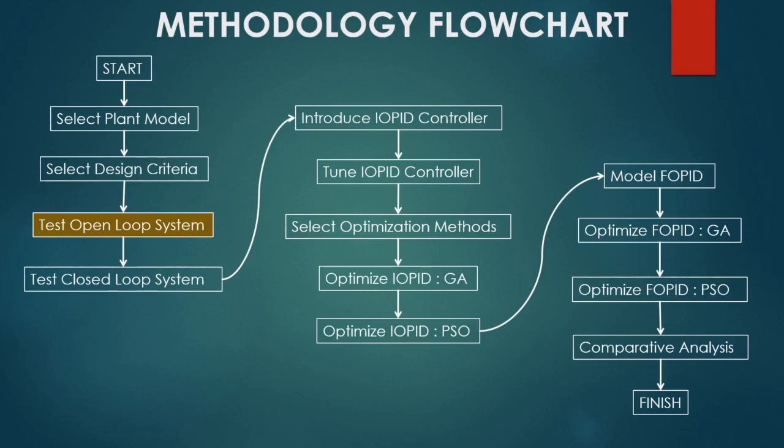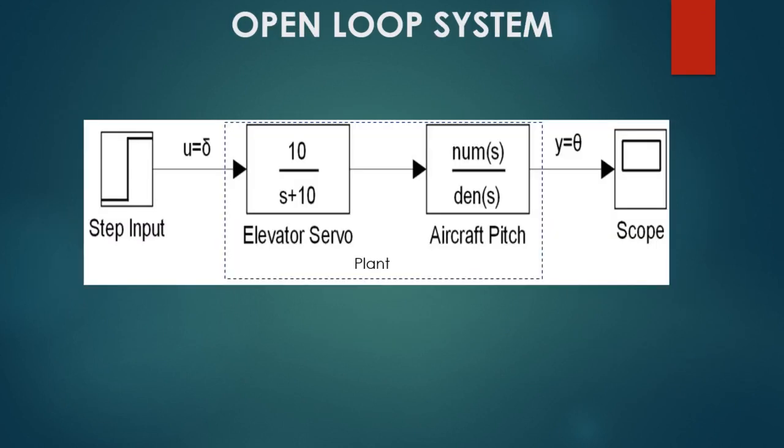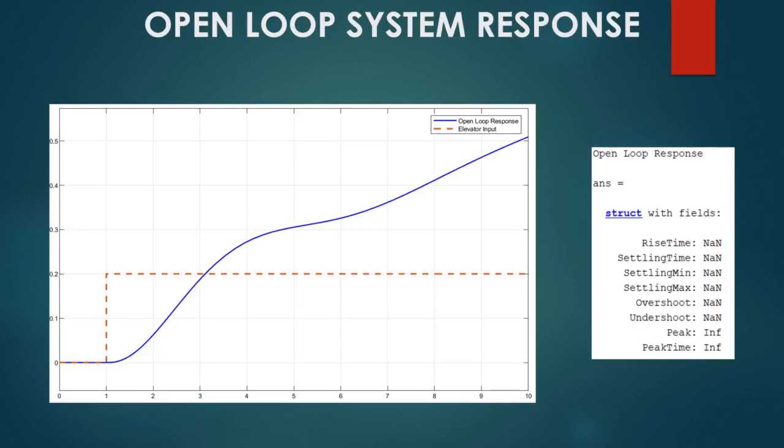So the next step is to test an open loop system. In an open loop system, there is no system feedback. So as expected, an open loop system is highly unstable.